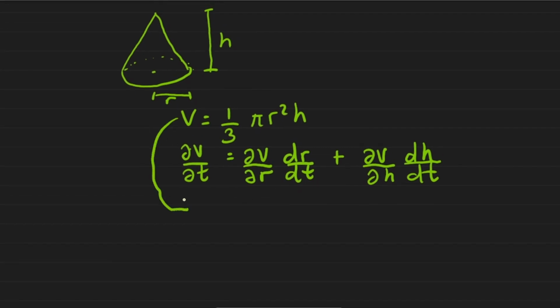So we can now perform the derivatives on this equation. So dv dr is simply equal to 2 pi r h divided by 3. Of course, we keep the height constant when we take this derivative. And dv dh is simply equal to pi r squared over 3, because the derivative of h is just 1.